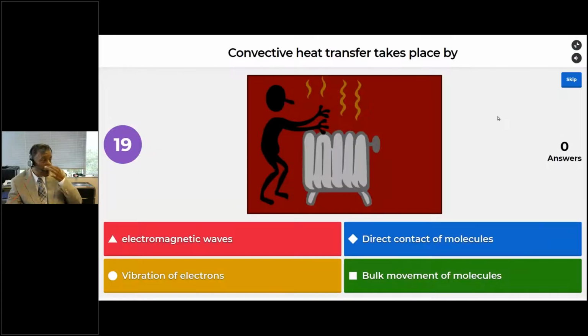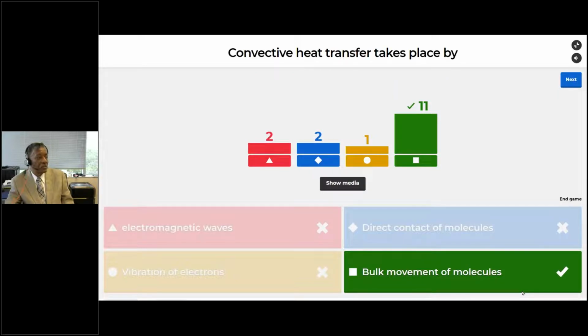So that was our coverage on the radiant section. We will cover the convection section now. So we have a small quiz for you. Convective heat transfer takes place by... well, I think most of you got it correct. Bulk movement of molecules. That's the convection.